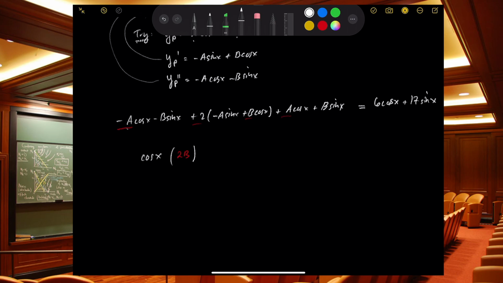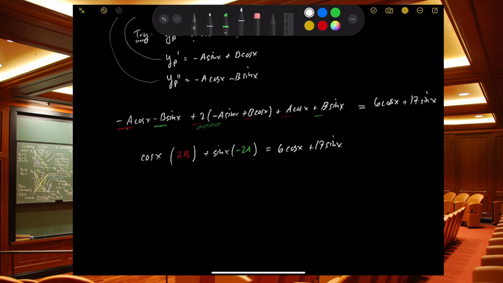And then for sine, we've got a negative b, negative 2a, and a plus b. So the b's cancel out. We're left with a negative 2a. And this all equals 6 cos x plus 17 sine x.